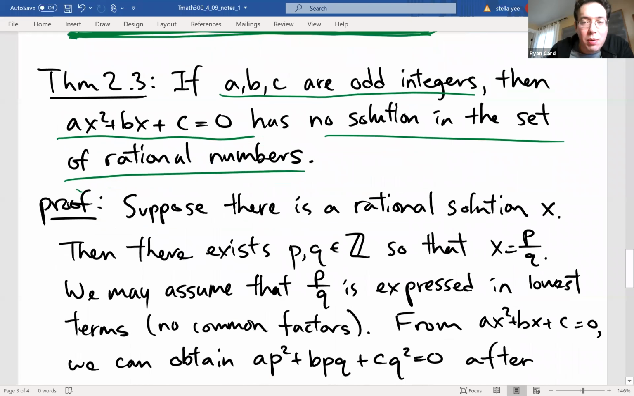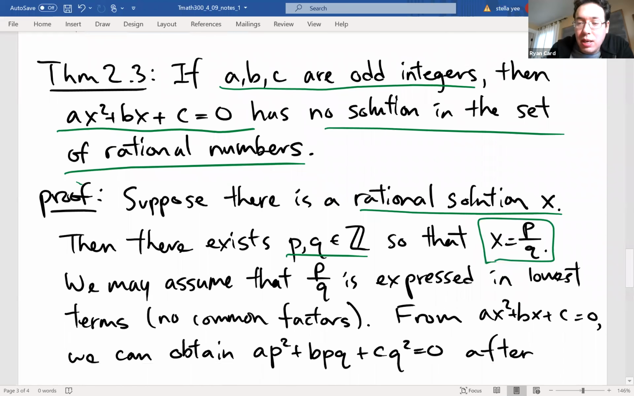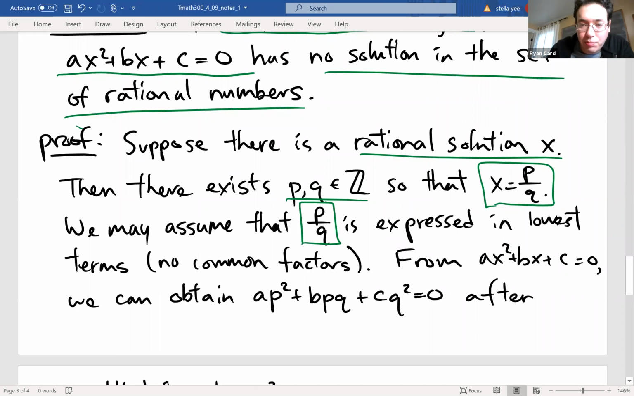Okay, so in the proof, you first assume that there is a rational solution. So you have a solution x which you could write as a ratio of 2 integers p and q. So x is equal to p divided by q. And when you write this down, p and q, this is a ratio that you're introducing. You could choose it in such a way that they have no common factors. If there's a common factor, you can cancel them out and put it in reduced form. So there are no common factors.